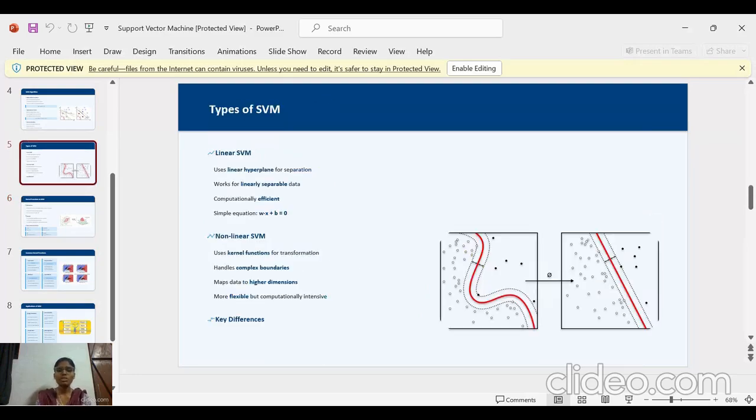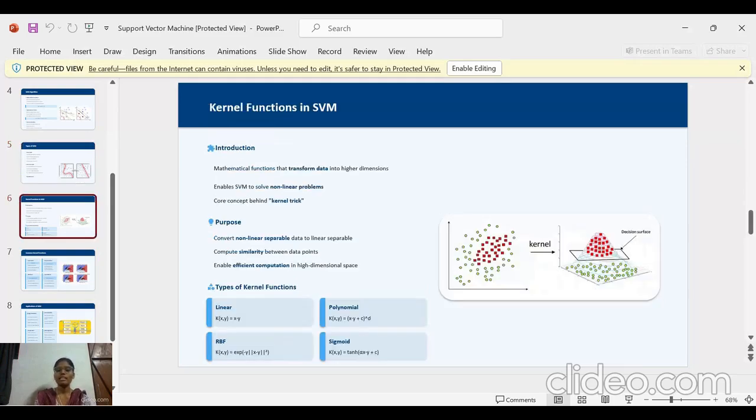Next, let's see about non-linear SVM. It is used when data cannot be separated by a straight line. To solve this, SVM uses a technique called the kernel trick. Let's see about the kernel trick.